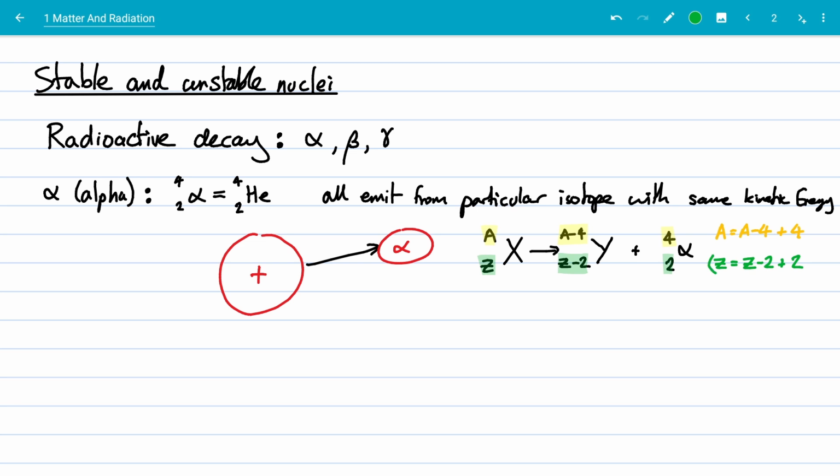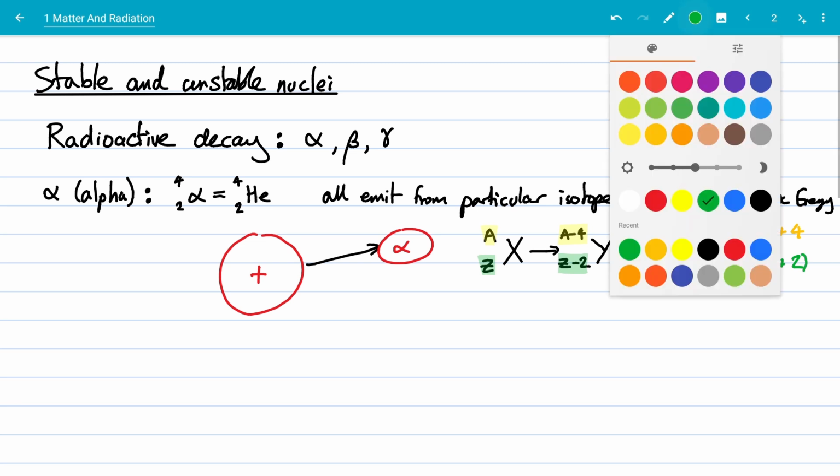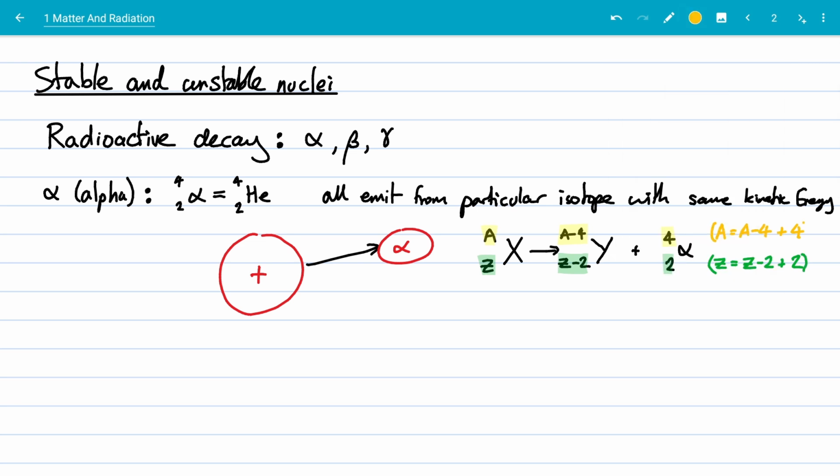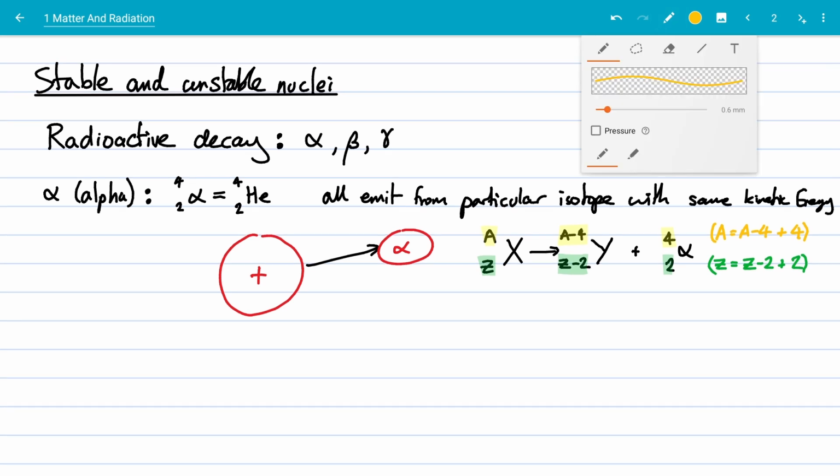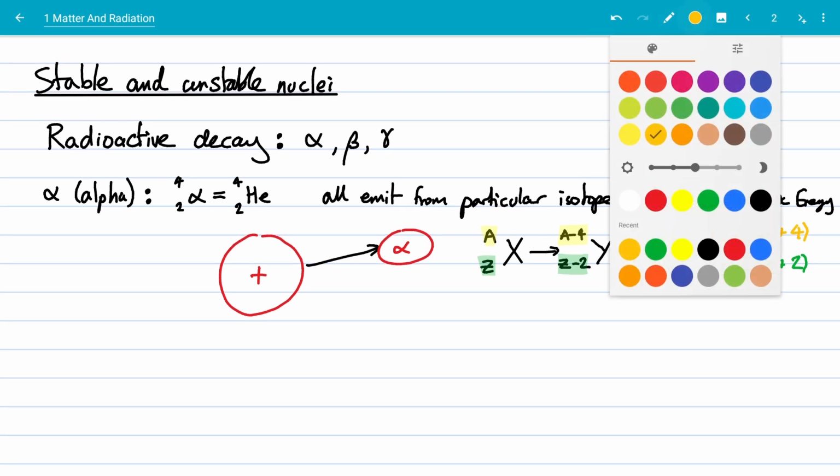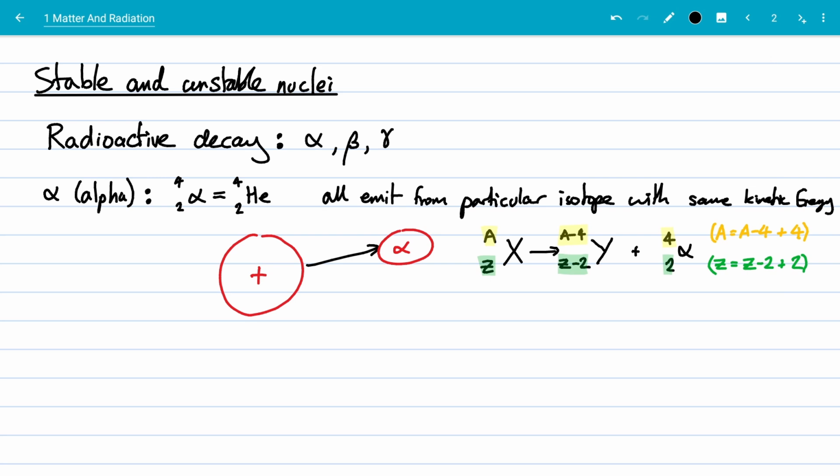Put some brackets around this just so we know it's not that important. So moving on to the second type of radioactive decay, what we call beta decay. Or if you're American, beta decay. Yuck. Beta decay.